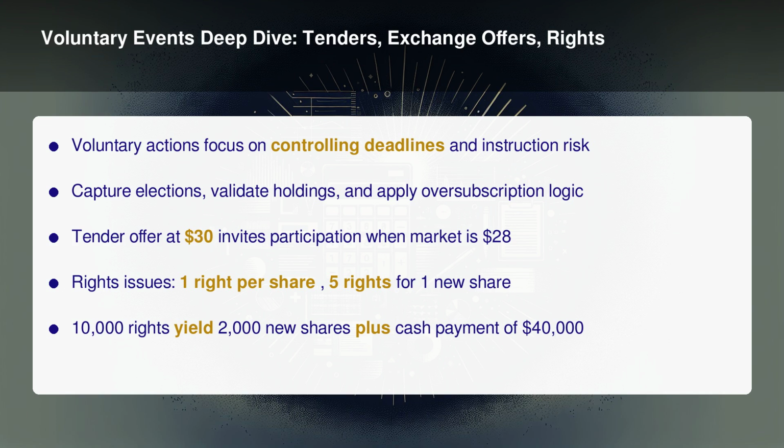For example, a tender offer at $30 when the market is $28 invites participation. But if you submit after the agent deadline, the client gets nothing. Rights issues are classic. You may receive 1 right per share, and 5 rights let you buy 1 new share at $20. If you have 10,000 rights, that's 2,000 new shares plus cash payment of $40,000.